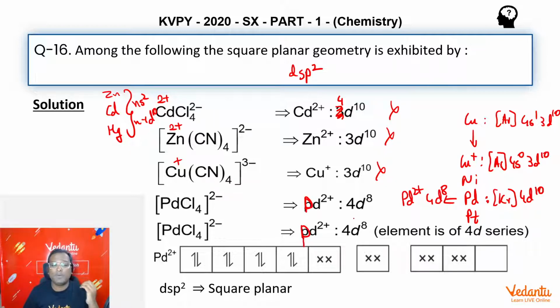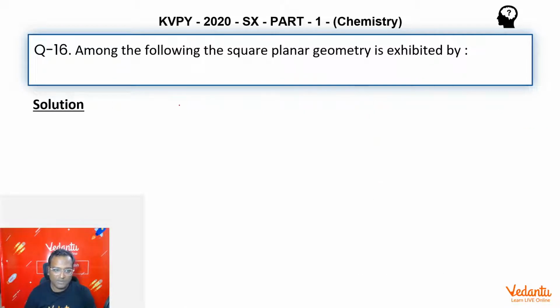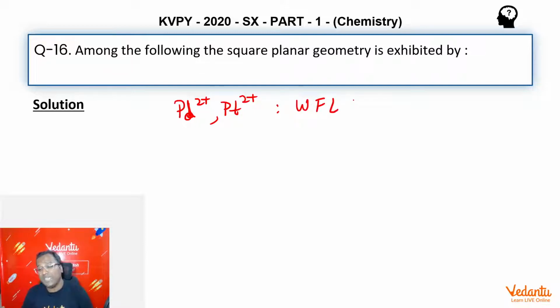Now, palladium 2+ and platinum 2+ have this special property, guys. Even if a weak field ligand is present, they will still pair up electrons and you will have an inner orbital complex forming. Let me move this for you to the next slide. What I'm saying is palladium 2+ and platinum 2+, even if we have a weak field ligand, it will behave as a strong field ligand. That means we have to induce pairing in order to form inner orbital complexes.